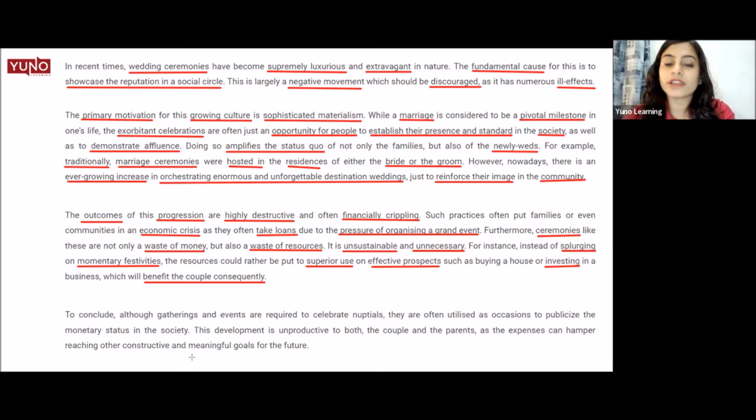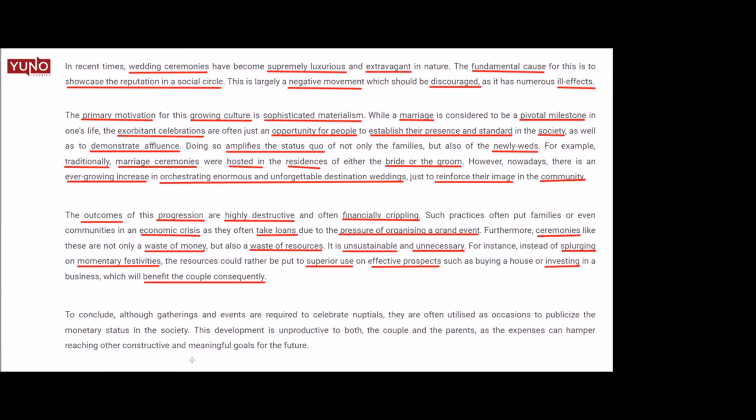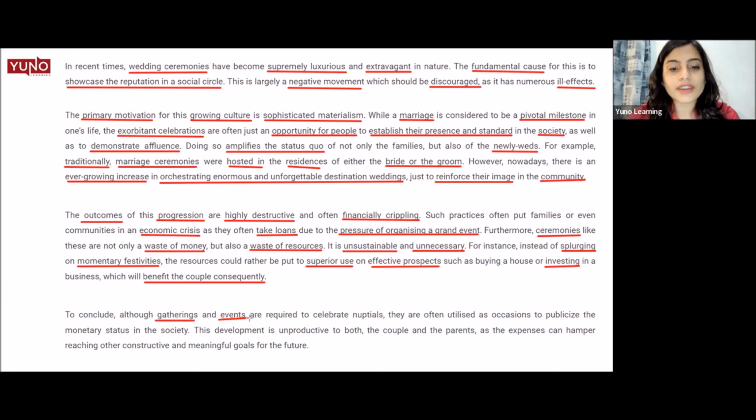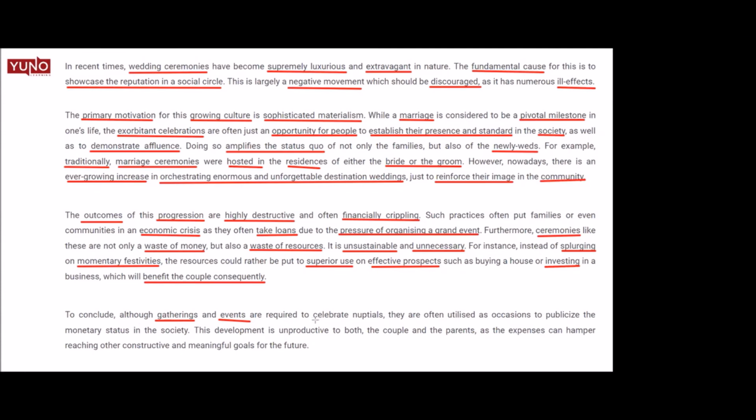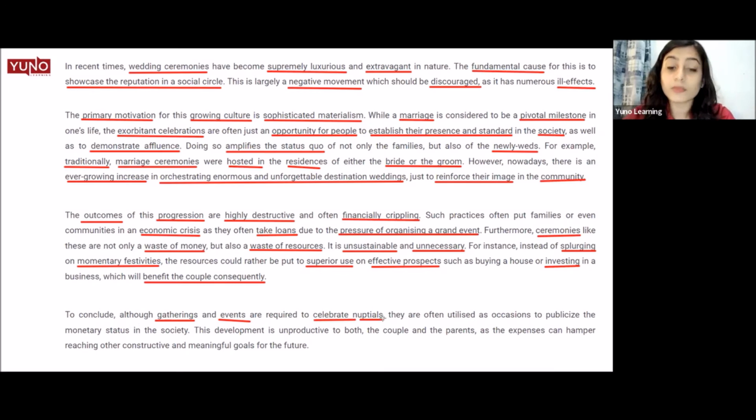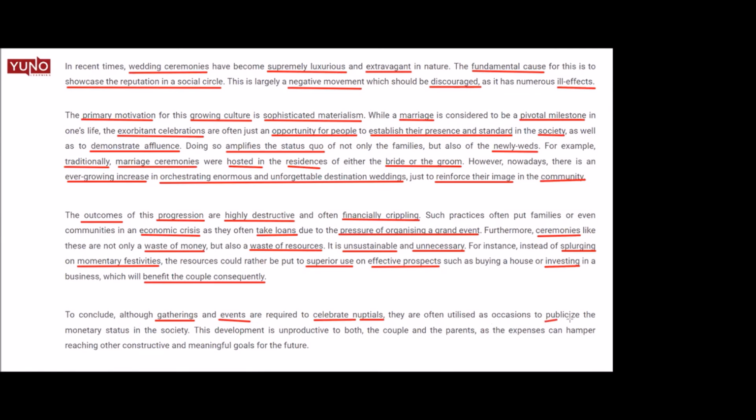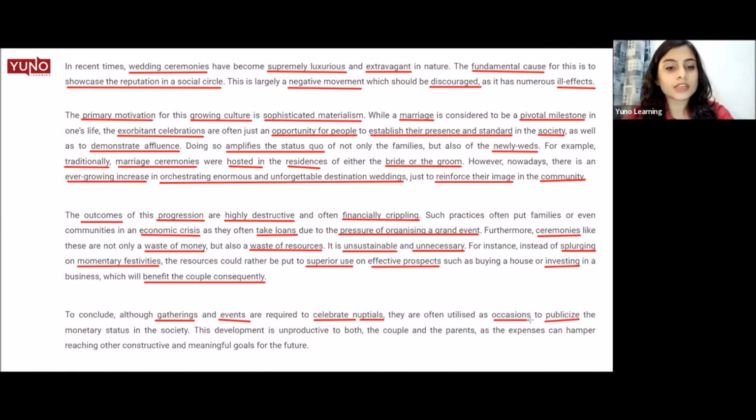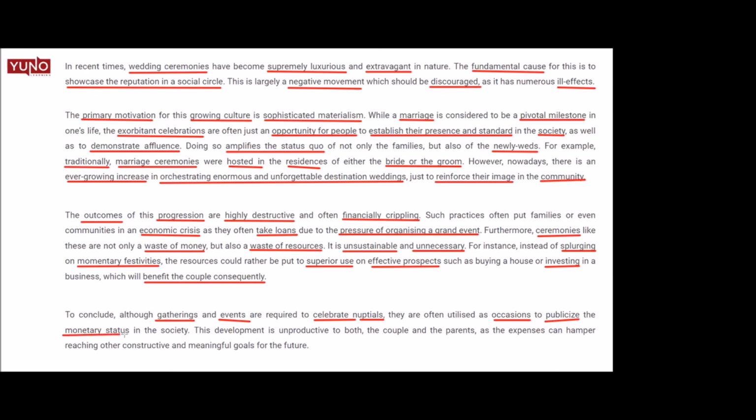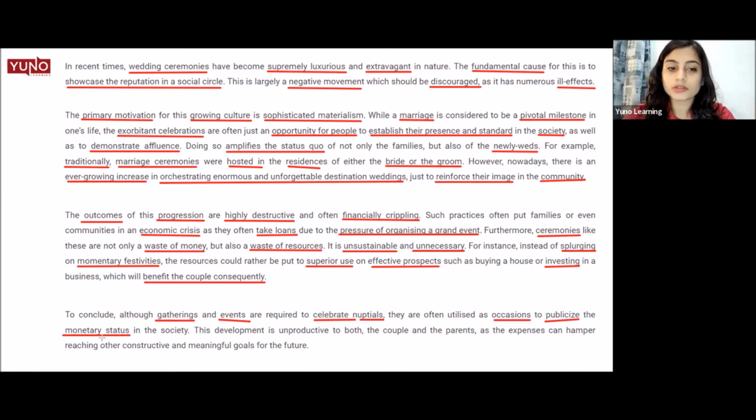Let's spot some words which are related, the vocabulary which is related to this topic and the questions asked here. Gatherings, yes. Events. So instead of weddings, celebrations, I have used a lot of words here which mean the same thing, which are directed to the same meaning. All right. Next. Nuptials. Celebrate nuptials. Nuptials means wedding or marriage. All right. Publicize, yes. Occasions. Another synonym for events. Another synonym for celebrations, for a party. Next. Monetary status. The financial status. The monetary position.